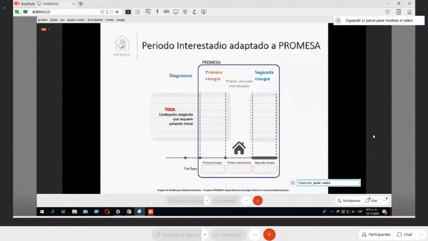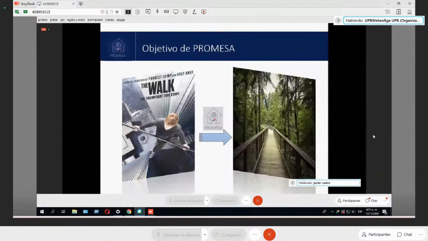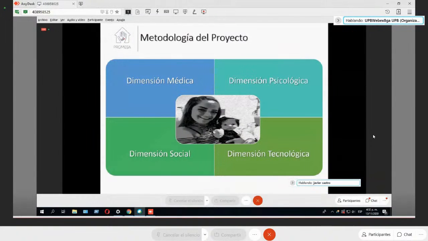That's why in PROMESA, we adapt the definition of interstage and we expand it to all congenital heart diseases that require initial palliation in the neonates. So we are able to take them safely, or more safely, to a second surgery. And this is the population of PROMESA. What is the goal of PROMESA? We want to take our patients from this high wire to a safer path, to a more relaxed road where we can walk safely, so we can take them to a second stage to have an intervention.